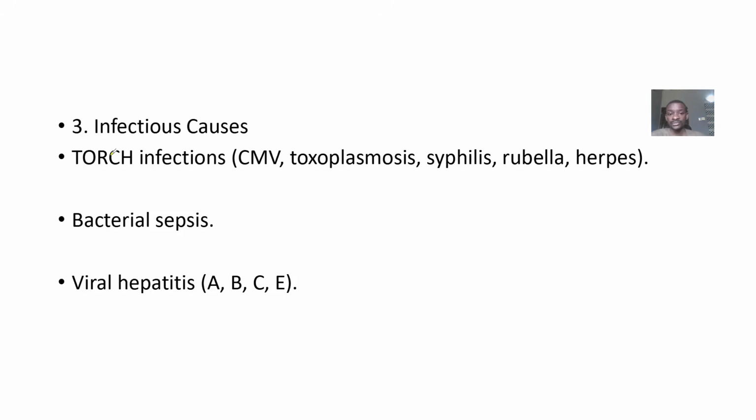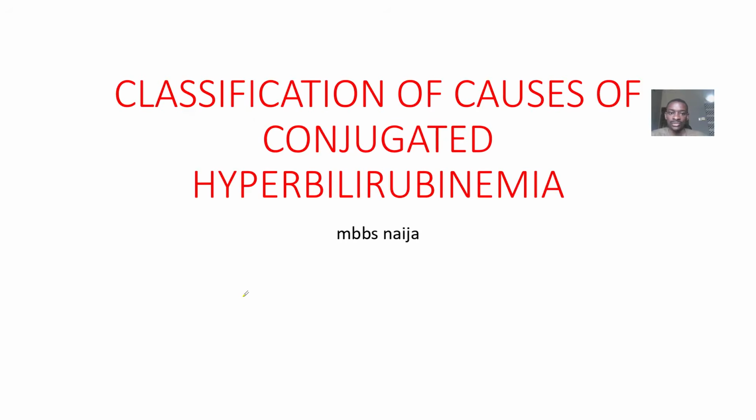It could be infections: toxoplasmosis, syphilis, rubella, herpes, okay? Then it could be bacterial, okay? Then also it could be viral infections, all right? So that's what we got for the classification.